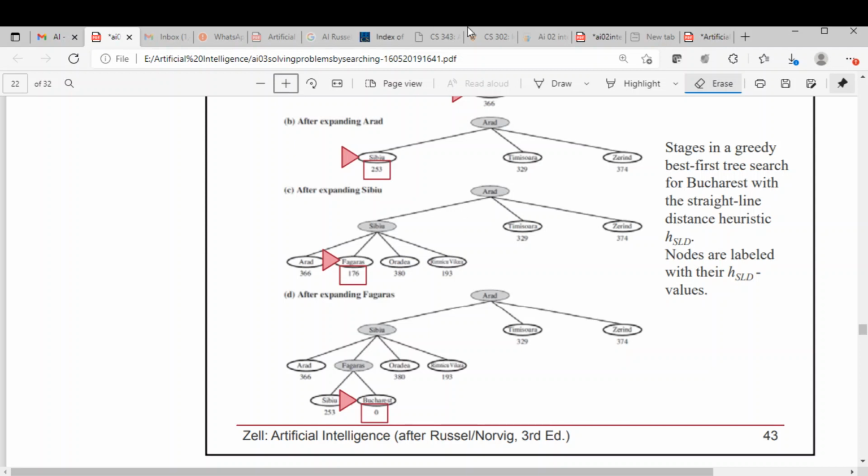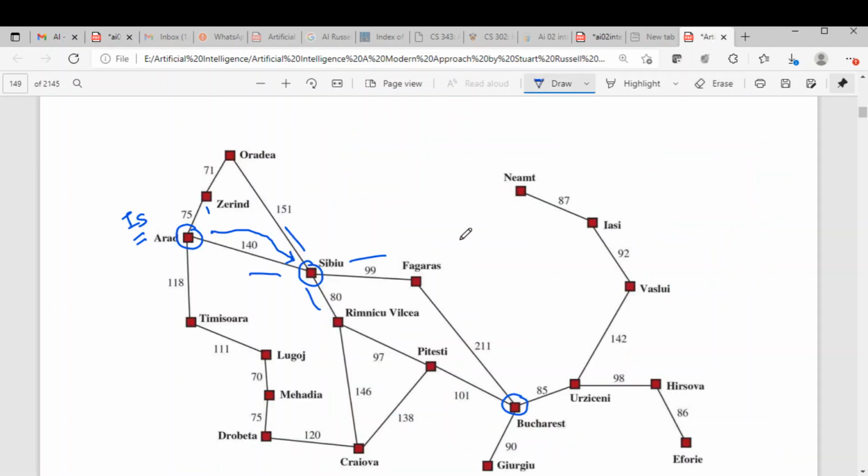Okay. Now again refer to the graph: from Fagares, where can it go? The agent has already reached Fagares. From Arad it reached CPU, and from there it reached Fagares. Now from Fagares there are only two possibilities. Either it can go to CPU or it can go to Bucharest. So what should it do? It just follows the algorithm.